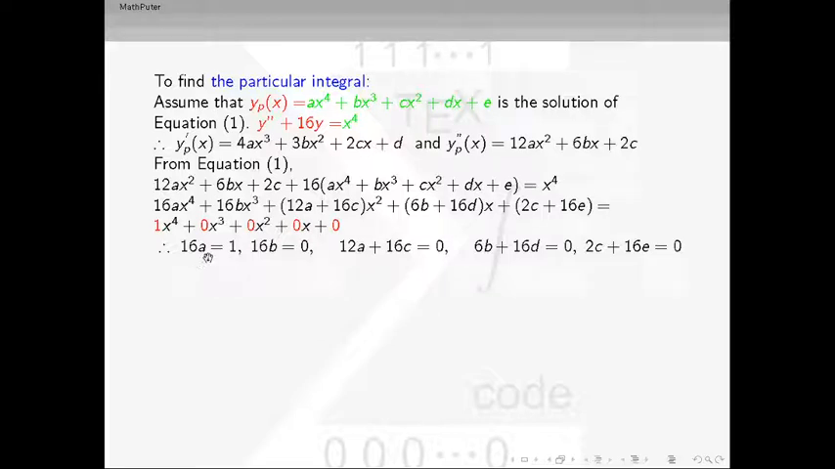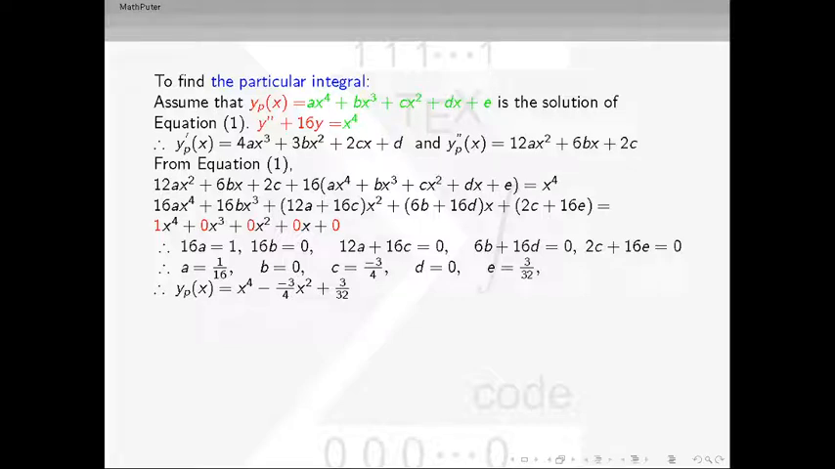From this equation we have a, from this equation we have b. This is not a tough calculation. You can substitute the value of a here and we get c. We can substitute the value of b and we have d, which is 0. We substitute the value of c here, which gives us e, which is 3 upon 32. So let us substitute all these values into this assumption. So we have yp(x) is x raised to 4 minus 3 upon 4 x square plus 3 upon 32.